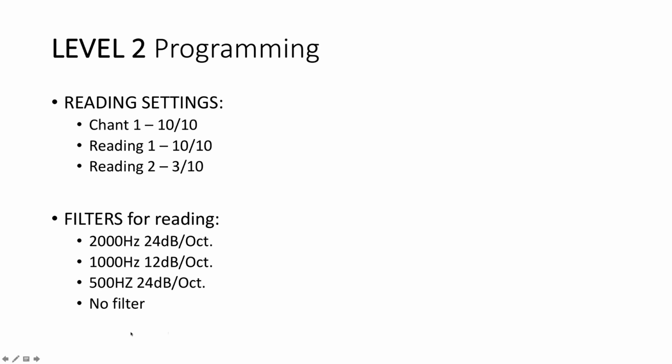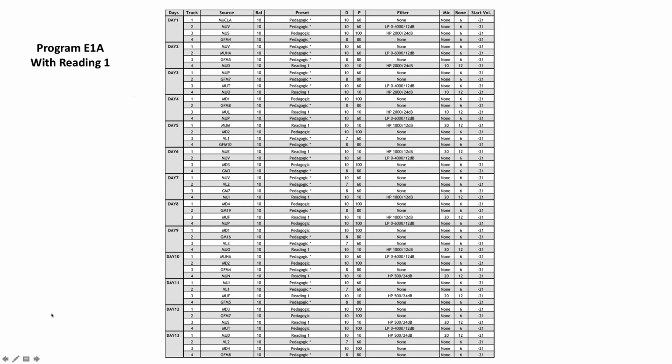Then remember that you have different time settings, 20, 30, 20, or 10 minutes, in function of the work you want to do with your client, in function of their reading capacities and their possibilities. So here I put an example of a program, like the emotion one, where I put reading. You see that in this I integrated a reading with a filter at 2000. And the balance, I didn't move it in this case.